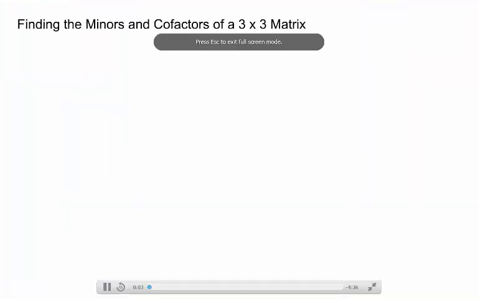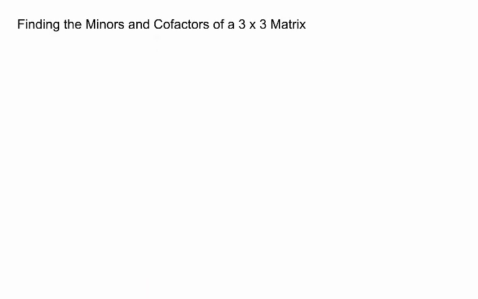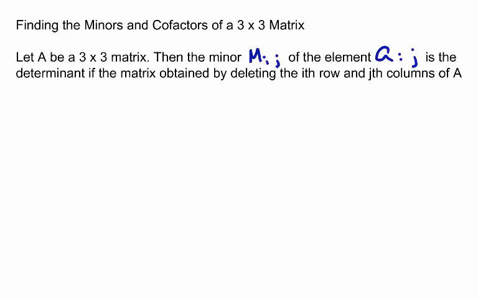In this video, we're going to talk about finding the minors and cofactors of a 3x3 matrix. Suppose we let A be a 3x3 matrix. Then the minor, M sub i sub j, of the element A sub i sub j, is the determinant of the matrix obtained by deleting the ith row and jth column of A.